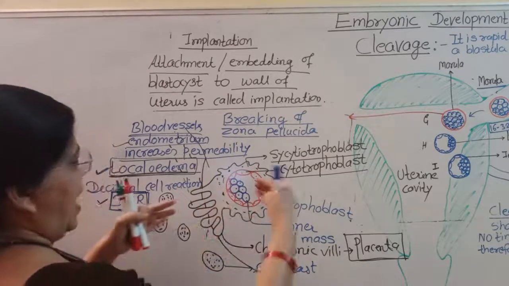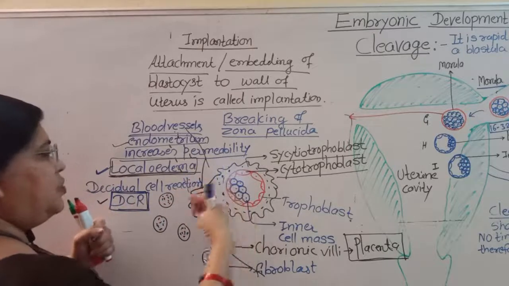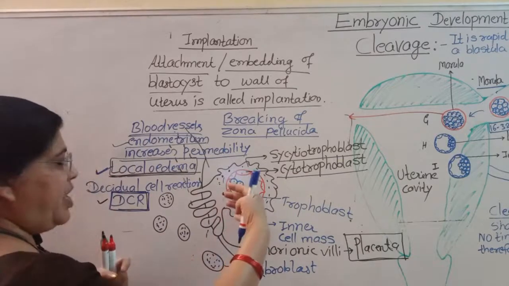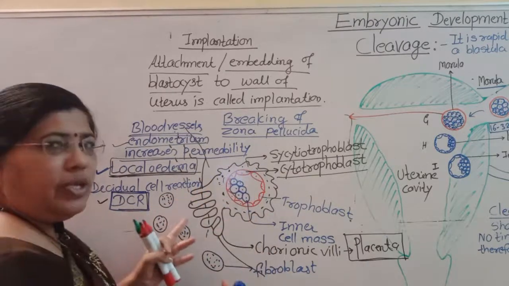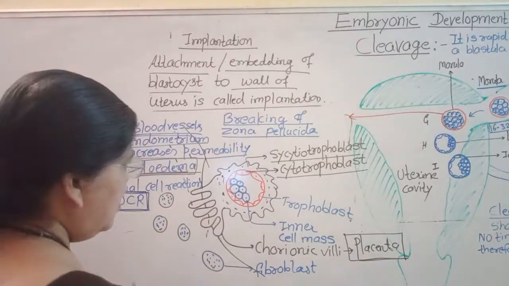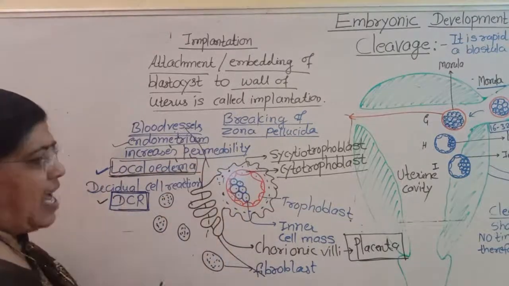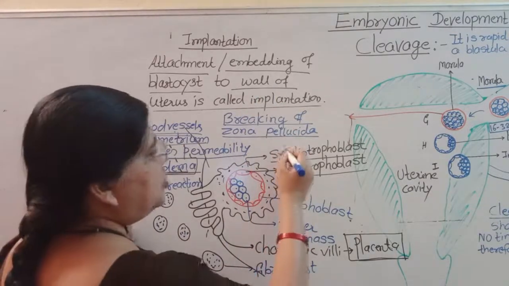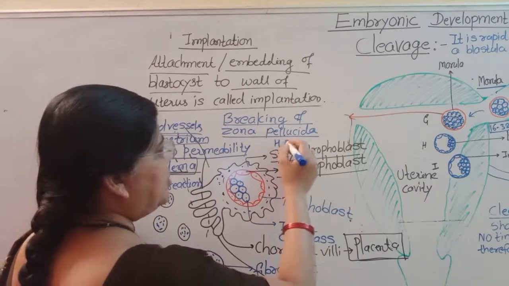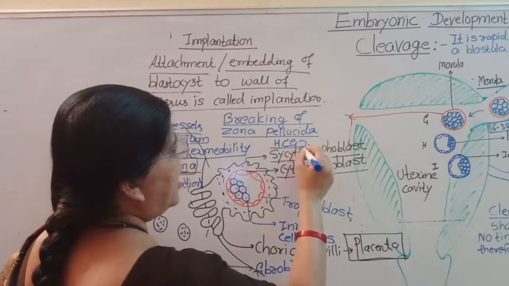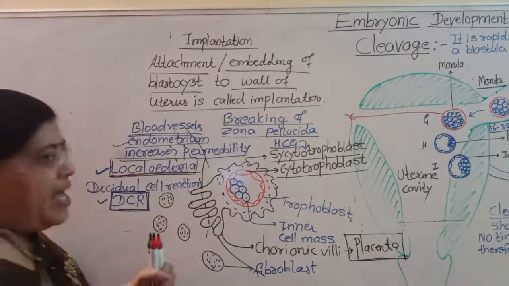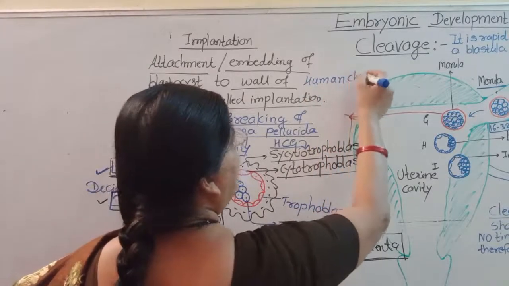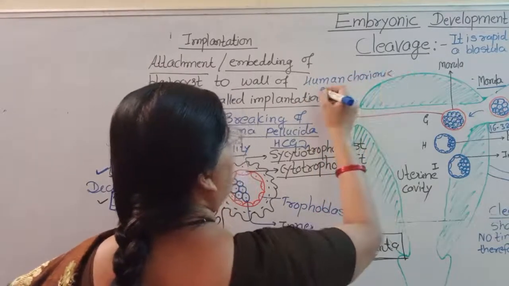This syncytiotrophoblast forms chorionic villi, that is finger-like projections which penetrate in the endometrium of the uterus. Then this syncytiotrophoblast produces HCG hormone. HCG, that is human chorionic gonadotropin.